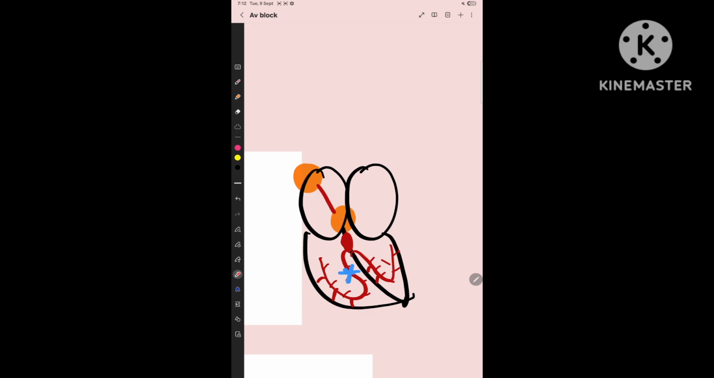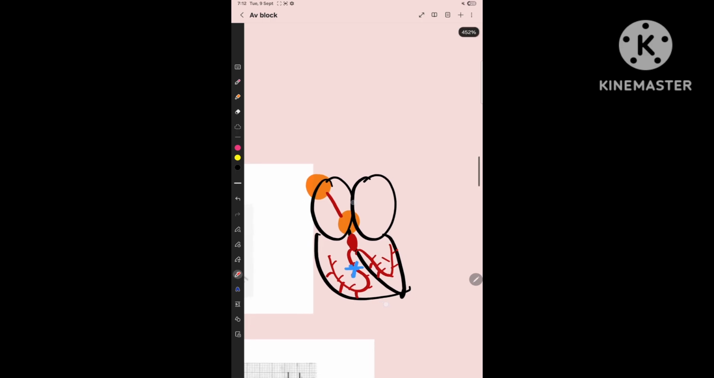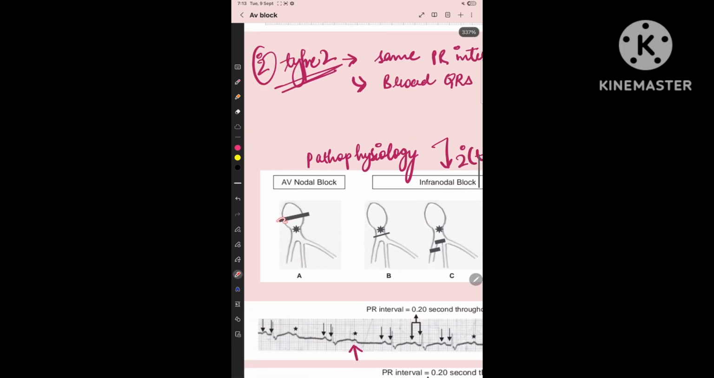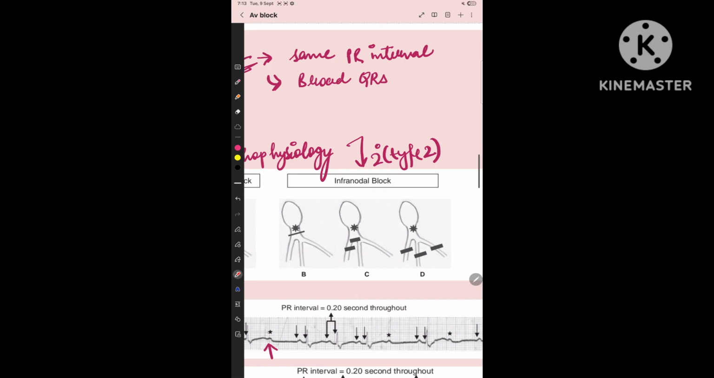But due to some reason, when this bundle is also gone, there will be a transient withholding of the impulse. The impulse will not be conducted from the atria to the ventricles. As seen in this image, type 1 had the issue at the level of the AV node, but type 2 has the issue at the level of the bundle of His or the bundle branches.